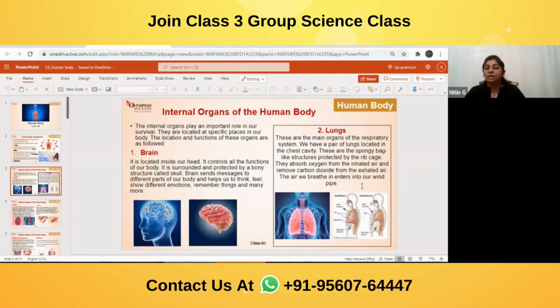Lungs are the main organ of the respiratory system, and there is a pair of lungs in the chest cavity, which is protected by the rib cage, and they absorb oxygen from the inhaled air and remove carbon dioxide from the exhaled air. The air we breathe in moves to the windpipe.